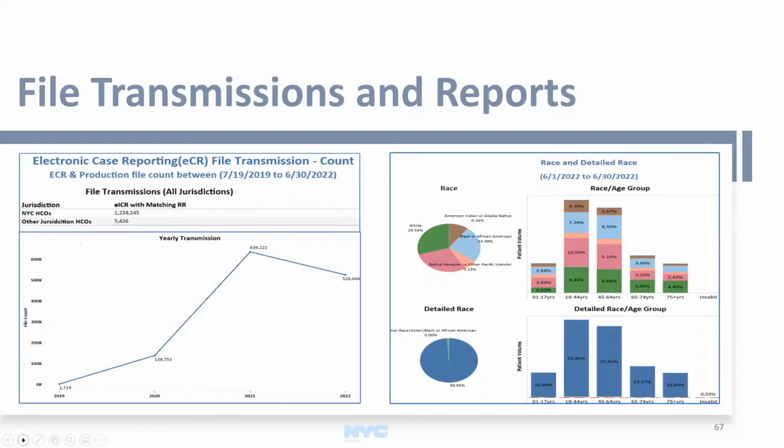And as you see on the right side of the screen, this is a snippet from our weekly report view. This dashboard includes patient demographic information, count of reportable conditions, and the percentage of data reported by the healthcare organization that are identified by New York City surveillance leads.